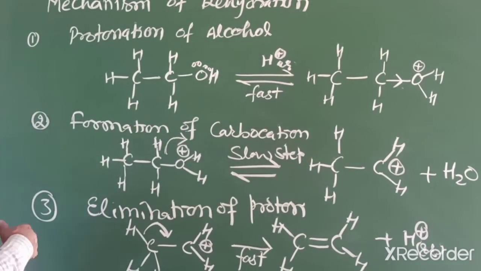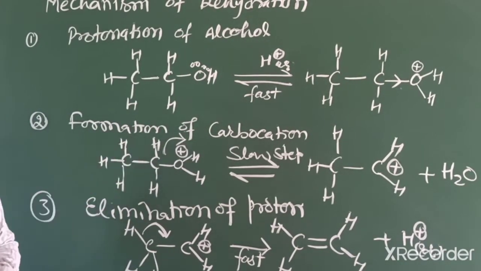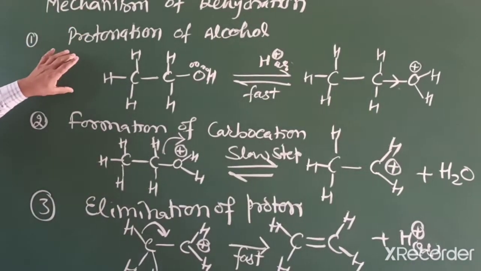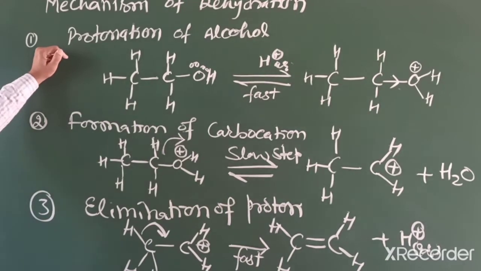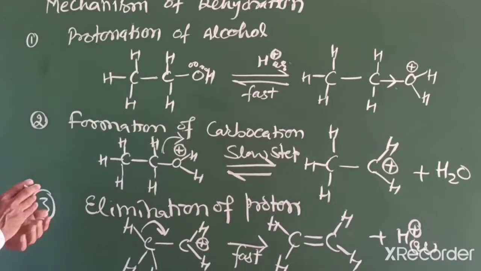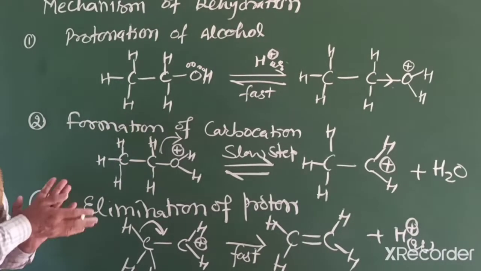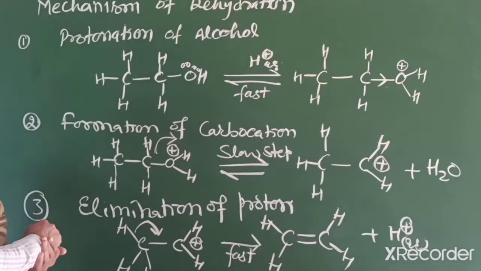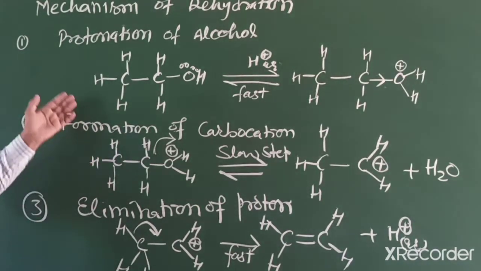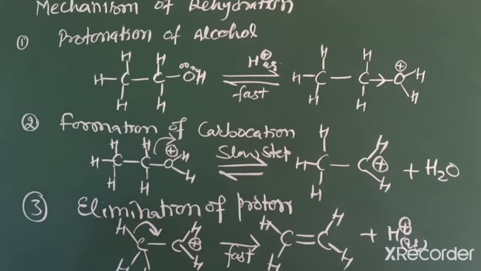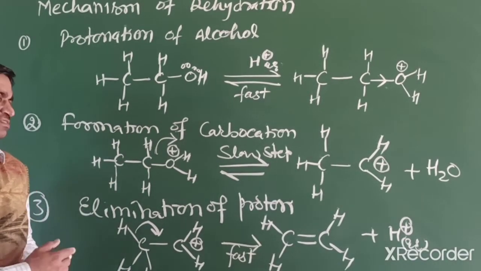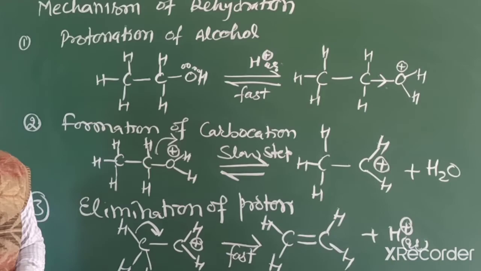In this way you can write the mechanism for any other alcohol. It is a very important mechanism. In alcohols, we discussed two mechanisms: first, formation of alcohol, meaning hydration of alkene, and the other, dehydration of alcohols. So students, learn this mechanism carefully, write it 2-3 times, then you can easily write it in the exam.